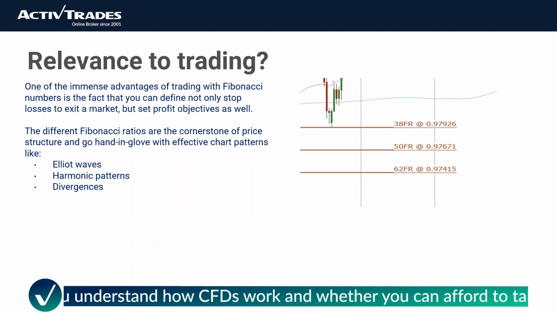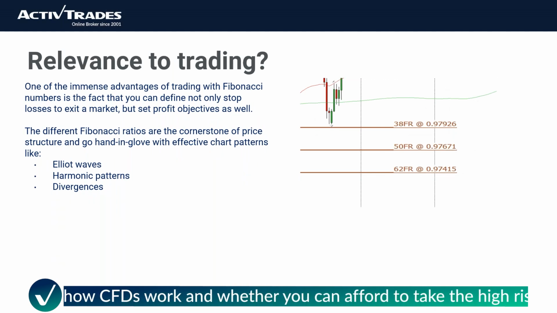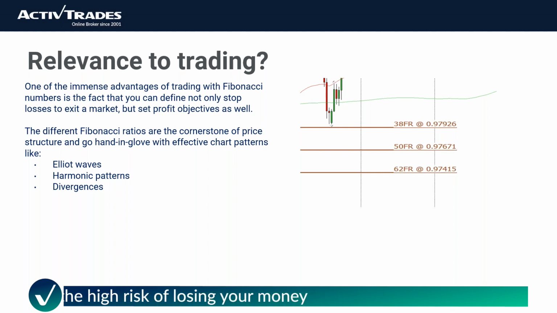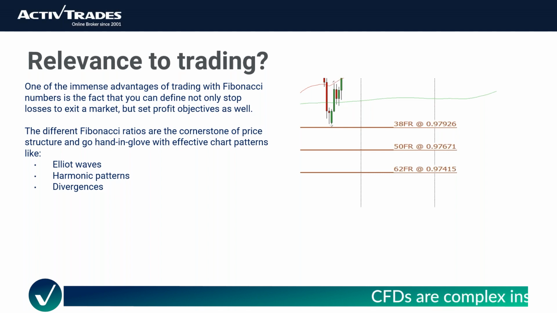Also, what you will see is that trading with Fibonacci numbers means you can define not only the stop losses, but you can also set profit objectives as well. And we'll look at that in a moment, and probably it's sometimes even a little bit easier to see on the live charts, okay?